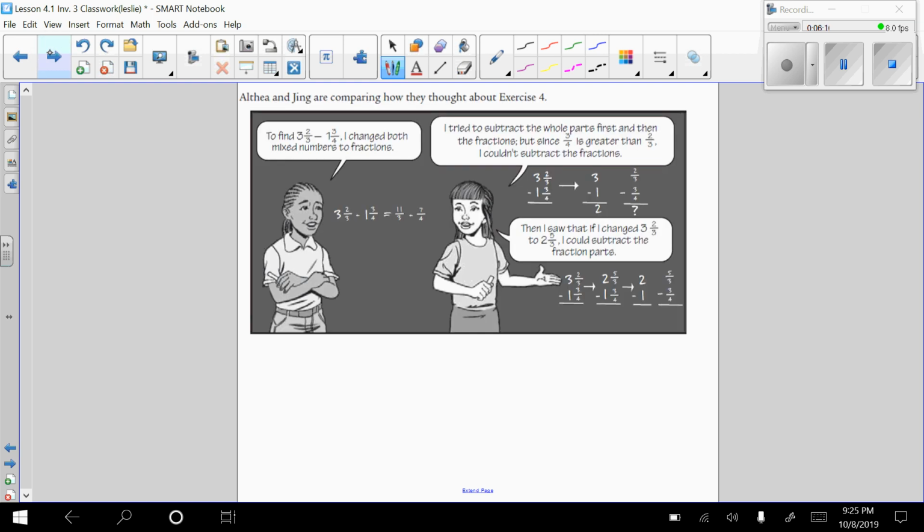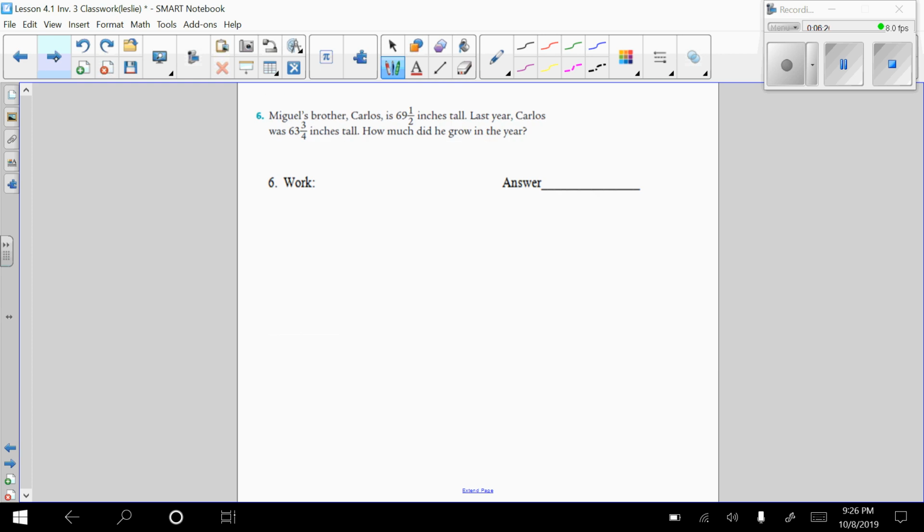Now here's a cartoon of them showing 2 different ways. One of them used the changing to improper. Another student is using what we call borrowing. We're going to look at some of those examples soon, and then we'll come back to fill out that think and discuss. So let's look at this one.